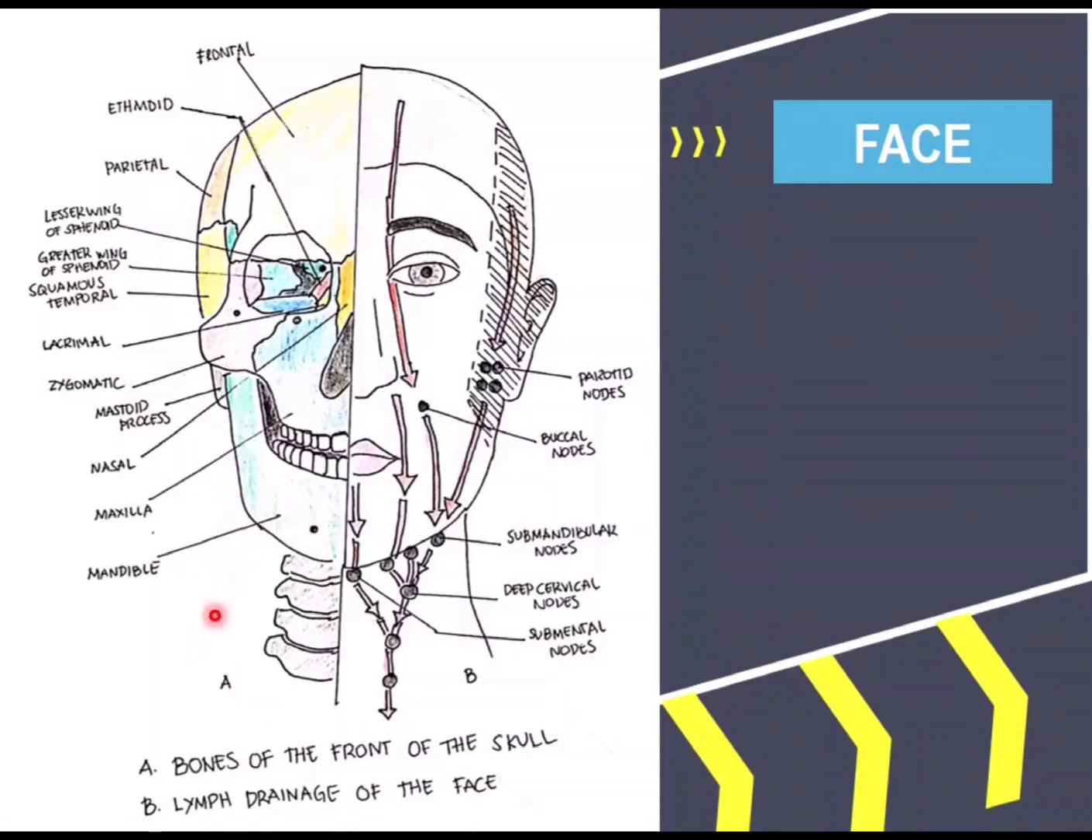In this illustration, we can see that in letter A are the bones of the front of the skull: the frontal, ethmoid, parietal, lesser wing of sphenoid, greater wing of sphenoid, squamous temporal, lacrimal, zygomatic, mastoid process, nasal, maxilla, and the mandible. As we can see in the other half of the face, it contains the 5 lymph drainage of the face: parotid, buccal, submandibular, deep cervical, and submental nodes.